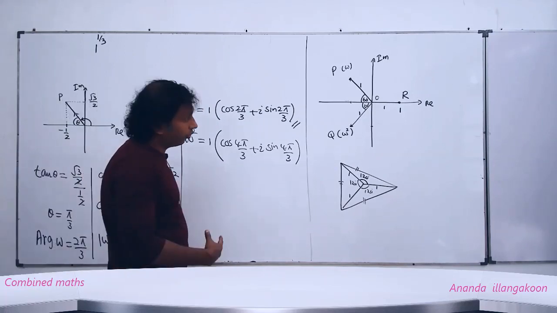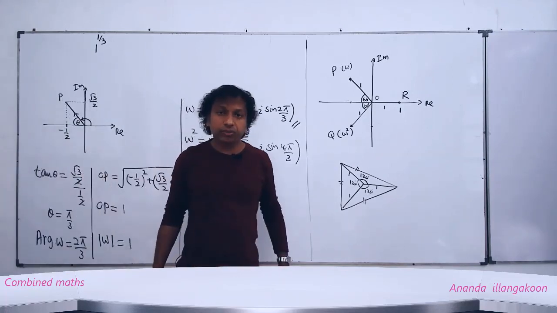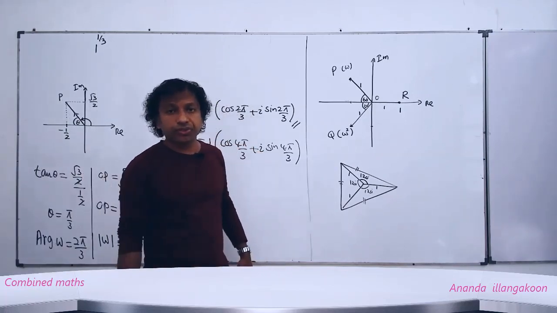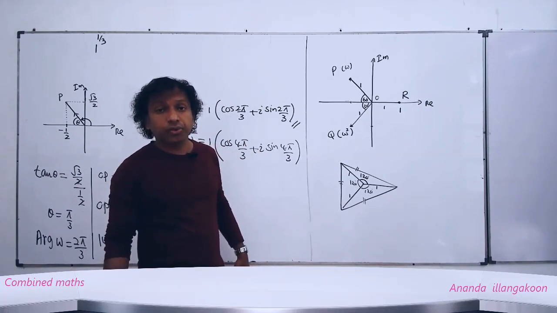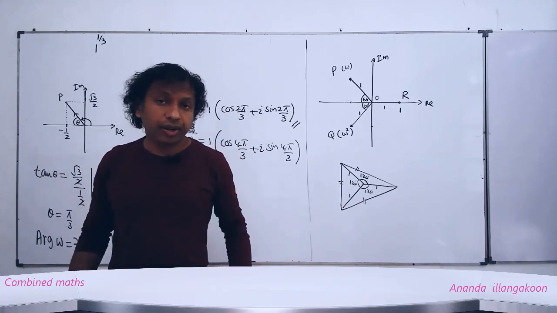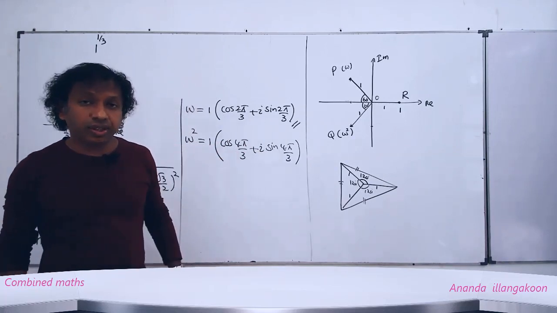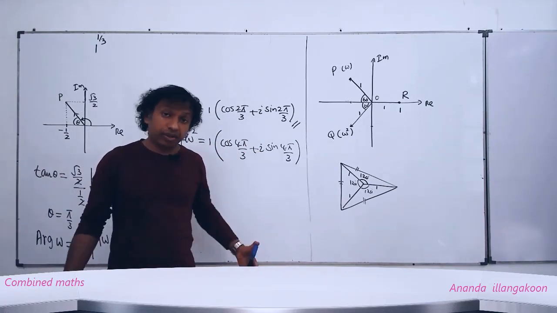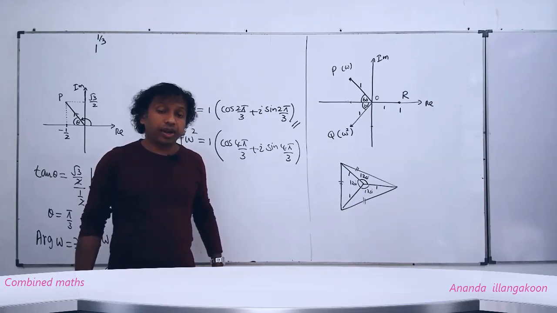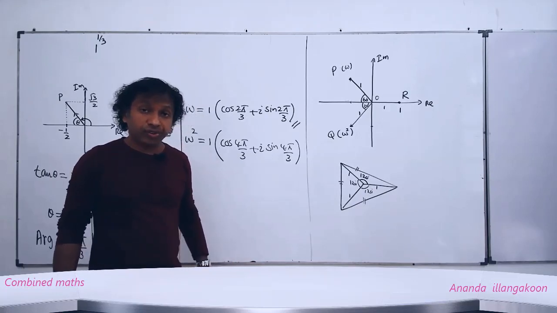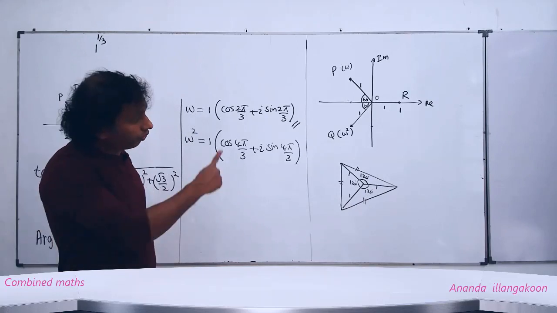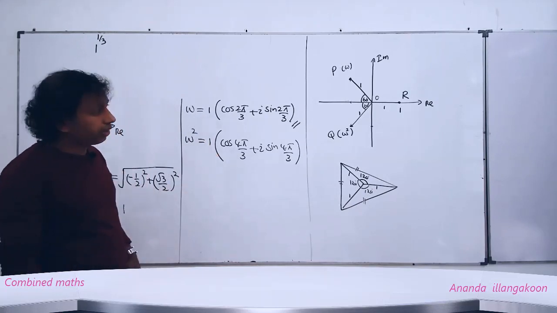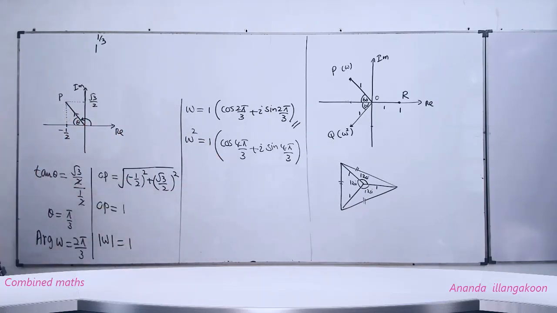Yeah. You will of course find some questions. You come across some questions: show that the solutions of the cube root of 1 lie on a circle with radius 1 and center at the origin. Also show that they lie at the vertices of an equilateral triangle on the Argand plane. Then this way we have to prove that. Yeah, first draw and then write.